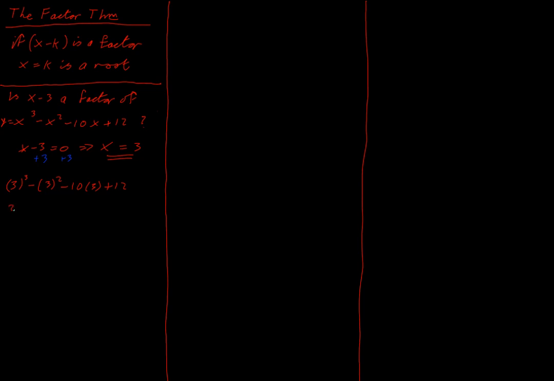So we have 27, we're checking whether this is equal to 0. 27 minus 9 minus 30 plus 12 is equal to 0. We put that into our calculators, and we will find that that is indeed 0 equals 0. So therefore x minus 3 is a factor, because we find that when we sub in x is equal to 3 into our equation, we get that our function equals 0. So that is how we can test if something is a factor much faster than having to do long division.